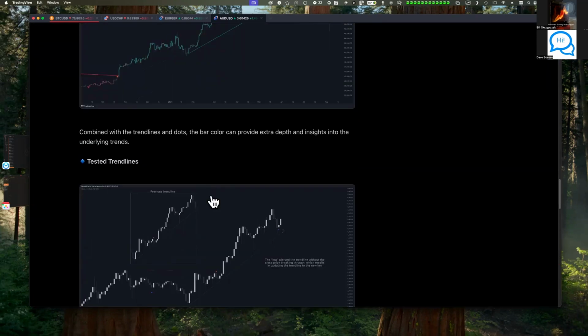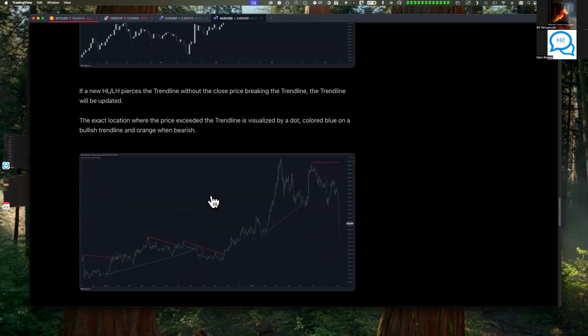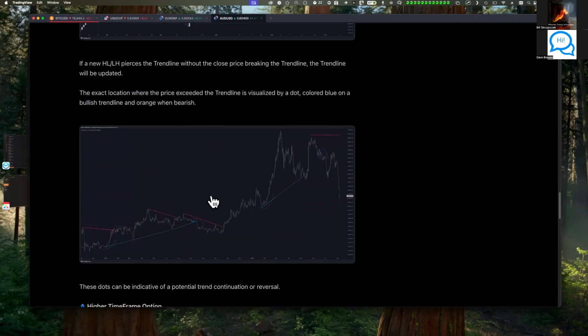Combined with trend lines and dots, the bar colors can provide extra depth and insight into the underlying trend. If a new higher high or low pierces the trend line without the closing price breaking, the trend line will be updated. The exact location where the price exceeded the trend line is visualized by a dot. That's what it is. Blue for bullish, orange for bearish. Right, so that's where it pierced the trend line. Oh, okay. That makes sense.